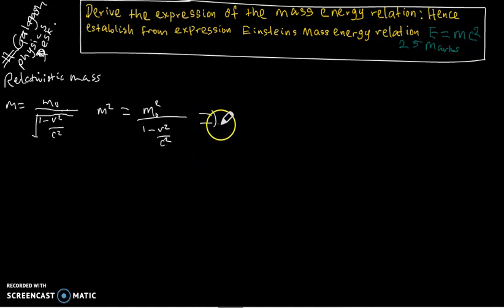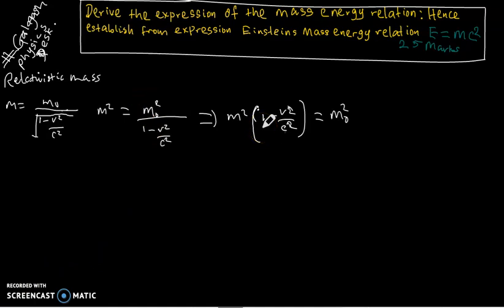We can rewrite this to be m squared into 1 minus v squared by c squared, and this will be equal to m naught squared. What we have done here is multiplying both sides. If you multiply m squared by this, this is what we get, and this is simply equal to m naught squared.